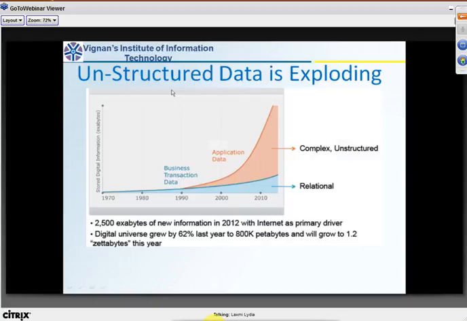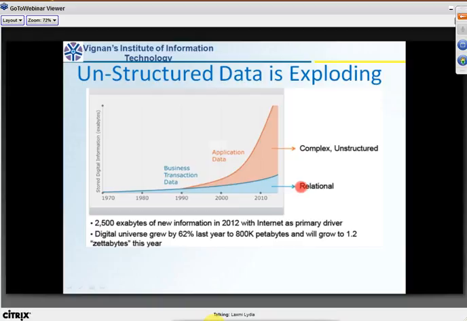We can see the graph here, and through this graph I would like to show how unstructured data is exploding. We can see here from 1970, this is a graph. The blue color indicates that there is only growth of relational data, and that is also growing very slowly. That is called what? These are all your business transaction data. So what is relational data here?